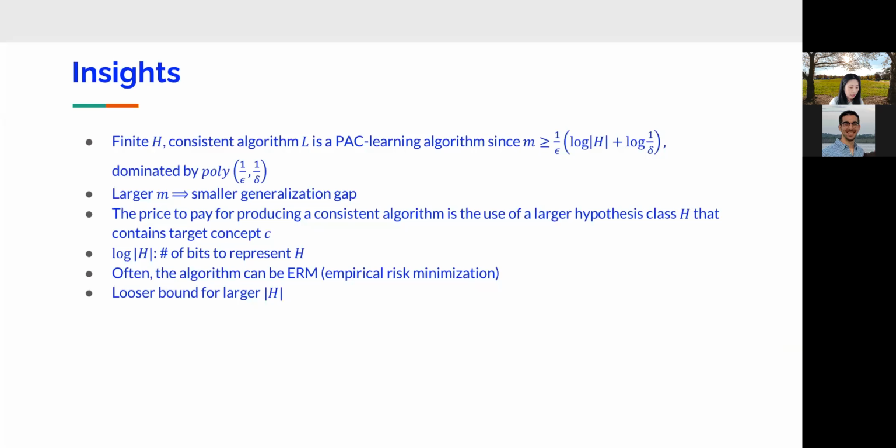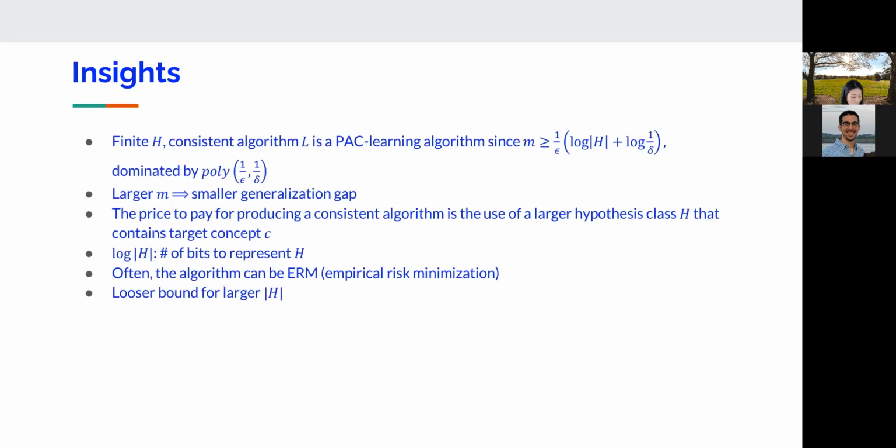So some insight about this. First of all, this is a finite H, which means you have only a finite number of hypotheses in the hypothesis set. So your consistent algorithm L is a PAC learning algorithm because your m is a polynomial function with respect to 1 over epsilon and 1 over delta. Recall the PAC learnable definition. That is a very important condition.